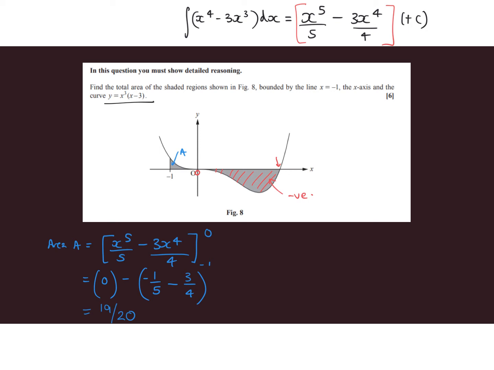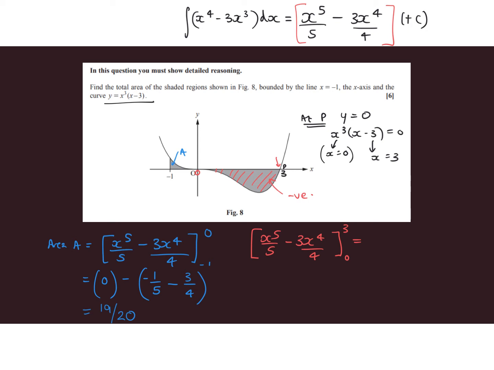Now, at point P, let's call it P, we know the y-coordinate is equal to 0. So if we set the equation of the curve equal to 0, we get x equals 0, which of course is the origin, but we also get x equals 3. So at P, we are dealing with point 3. So we need to evaluate x to the 5 over 5 minus 3x to the 4 over 4 between a lower limit of 0 and an upper limit of 3.